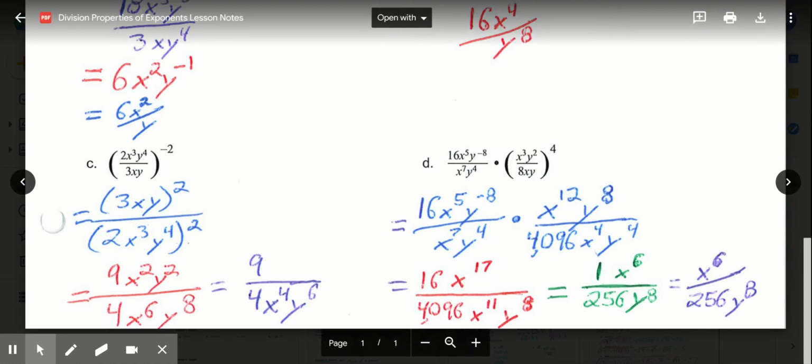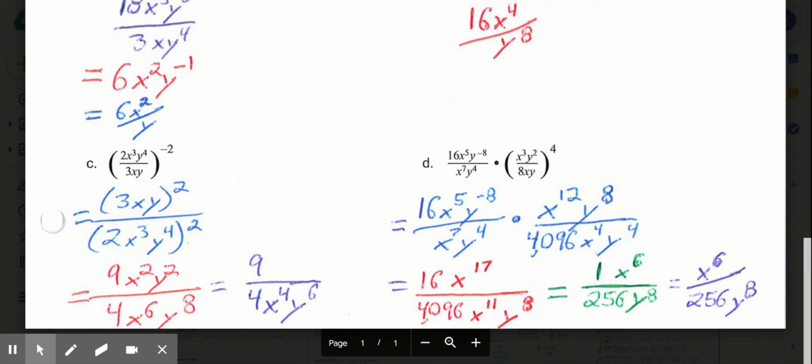Then I'm going to apply the powers. So 3xy to the second power becomes 9x squared y squared. And on bottom becomes 4x to the 6th, y to the 8th. Then we'll look to simplify.